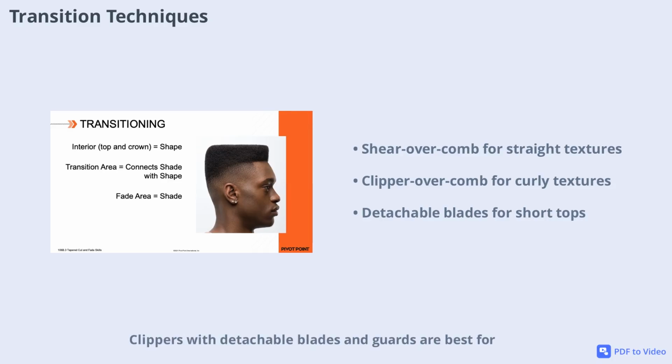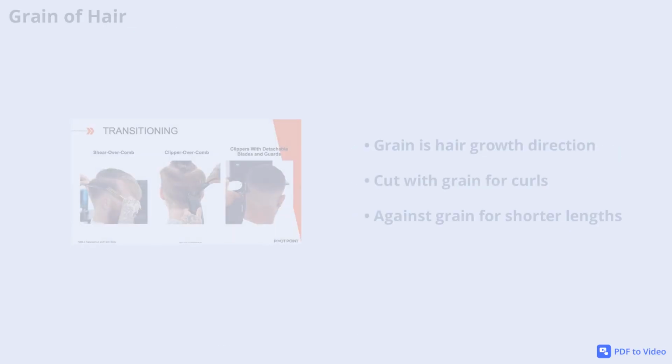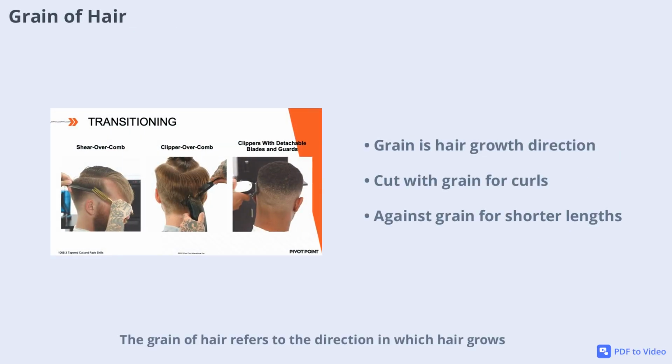Clippers with detachable blades and guards are best for curly to tightly curled textures with very short tops. Positioning the comb and clippers correctly ensures a smooth transition. The grain of hair refers to the direction in which hair grows.